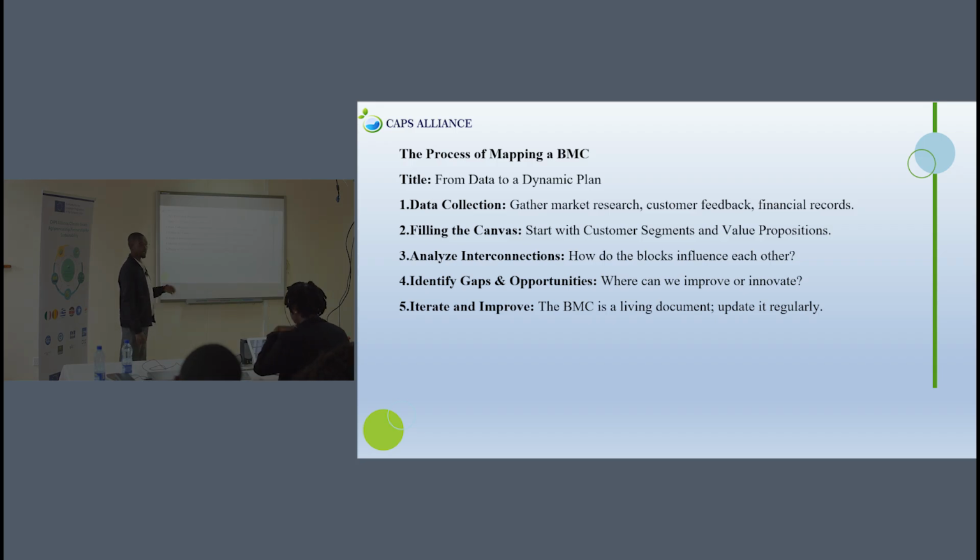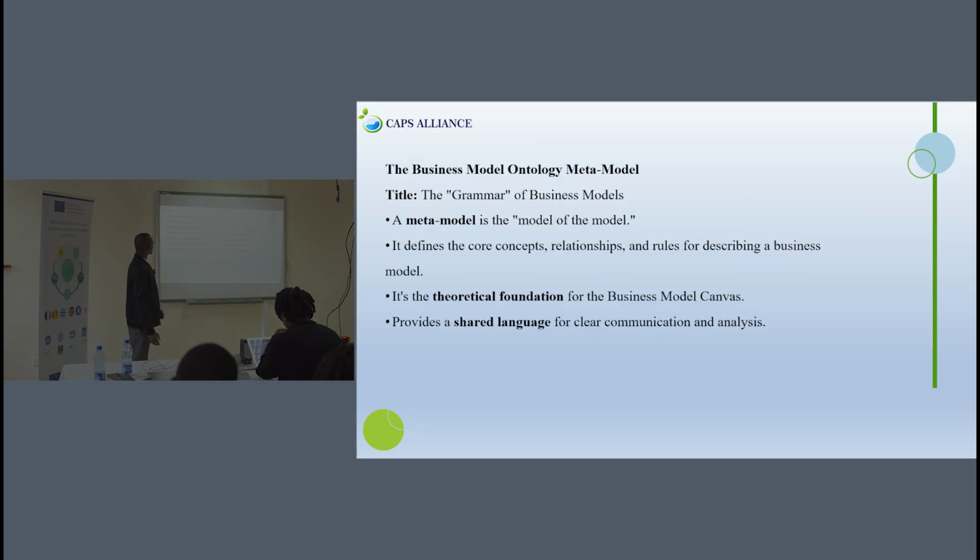Then you have to identify the gaps. Are there gaps? Are there areas of improvement? Even if you are making profit, is there something that you can do to ensure that you make much more profit the next season? So these are some of the things. Then you need to iterate and then you improve. Once you identify a gap, then you know how to overcome that gap. You can proceed.